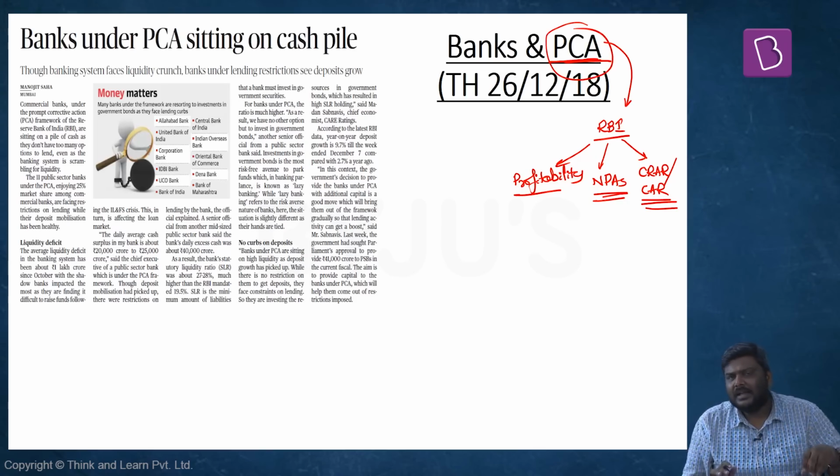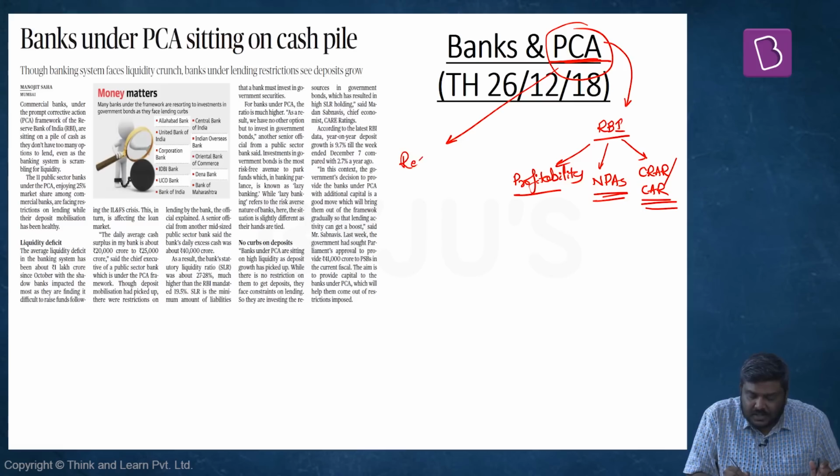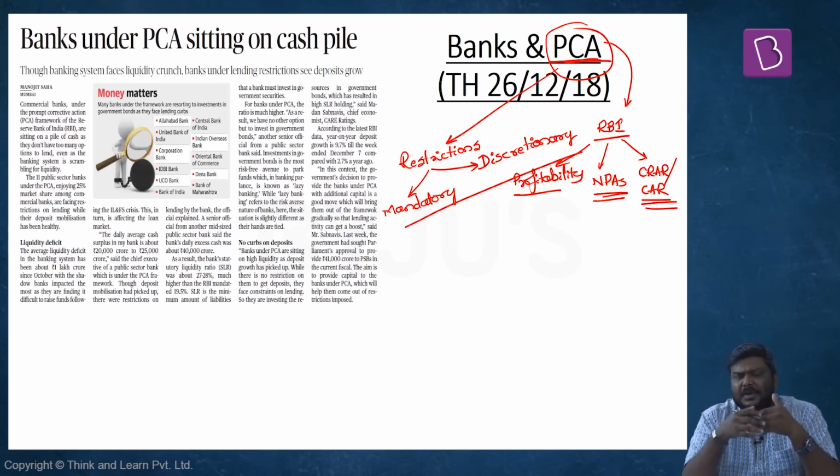Now basically, once a bank is classified under the prompt corrective action, RBI will impose certain restrictions on these banks. These restrictions again will be under two classes: one will be mandatory restrictions, and second, discretionary restrictions. For example, RBI may ask this bank not to do any kind of lending in the market, not to give any kind of loans to industries in the coming days. RBI may ask this bank to raise capital, either investor capital or promoter capital, and so on and so forth. There will be a set of certain measures which will be implemented by RBI, under two heads, mandatory as well as discretionary restrictions.